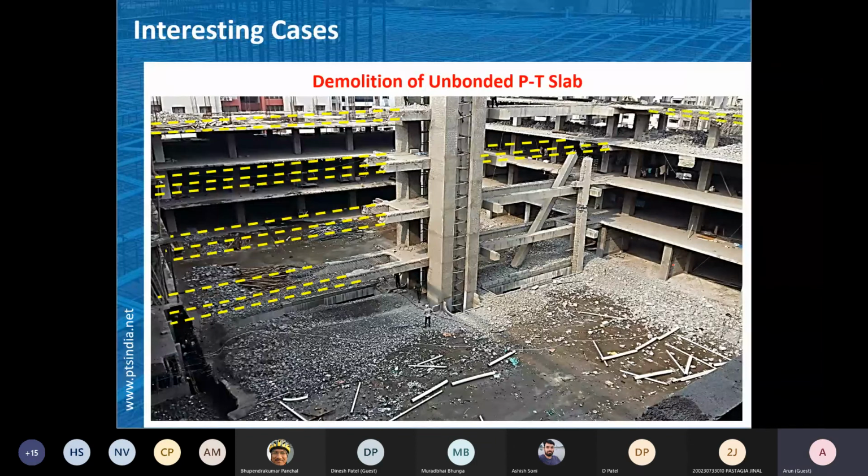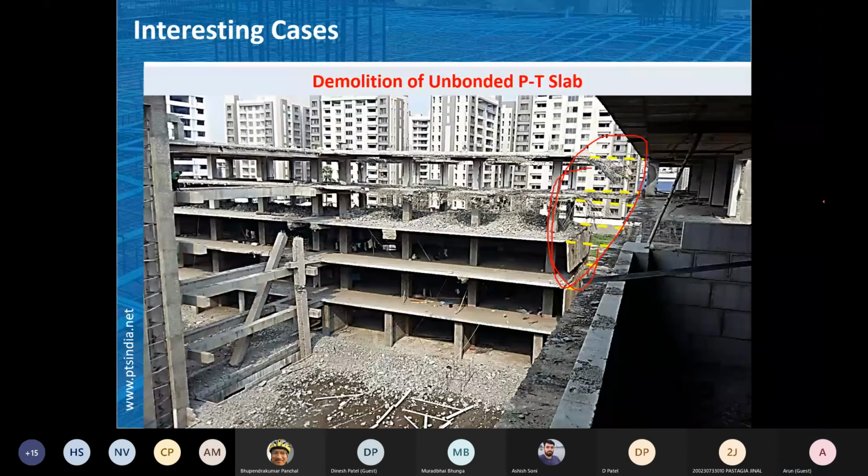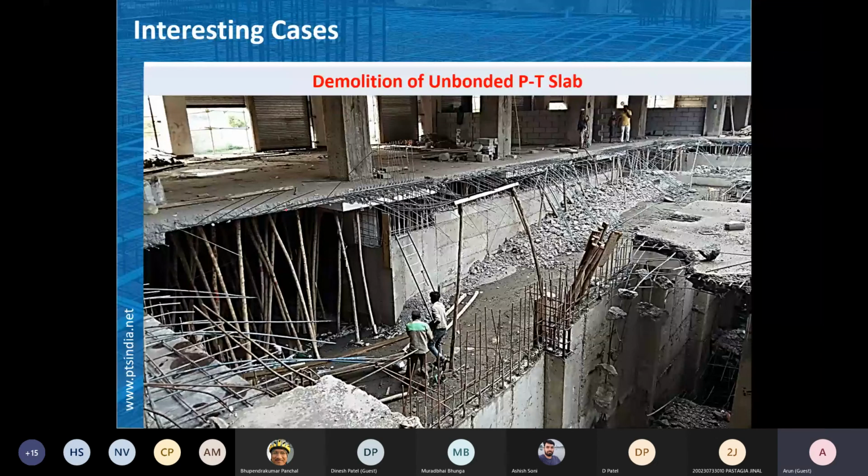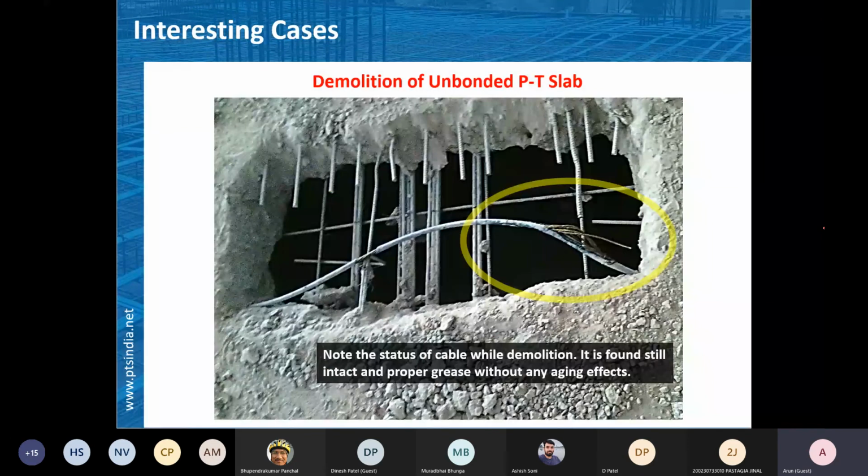You can see that it was connected here. This part was connected. Now it is demolished. Again here also there was a connection, so it was all demolished. Here also demolished. You can see some part here demolished. While demolition also, I think after 2.5 years of construction, this was being demolished.